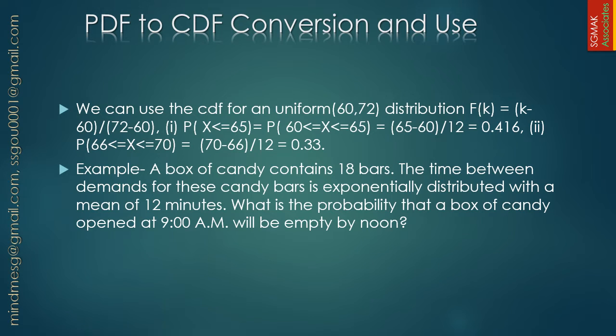Let's look at another example of a different distribution. A box of candy contains 18 bars. The time between demand for these candy bars is exponentially distributed with a mean of 12 minutes. So on average, every 12 minutes, there's a demand for one candy bar. What is the probability that a box of candy that you opened at 9 a.m. will be empty by noon? So in a 3-hour time span, 18 or more candy bars will be demanded, where the average demand is 5 per hour.